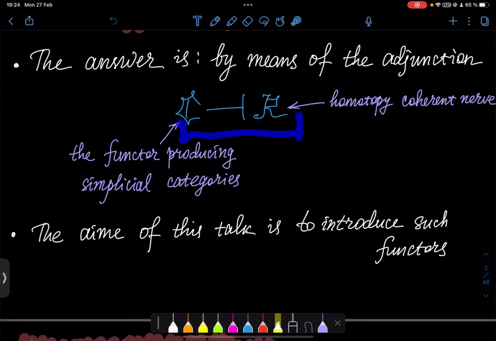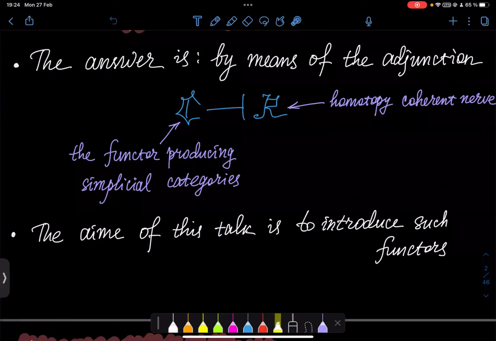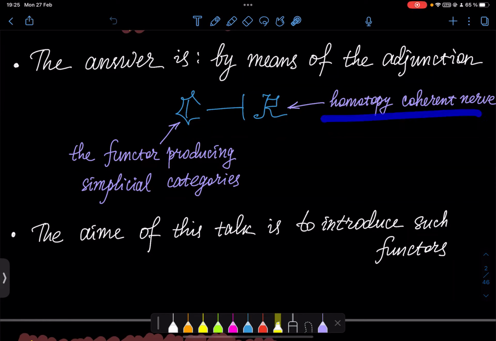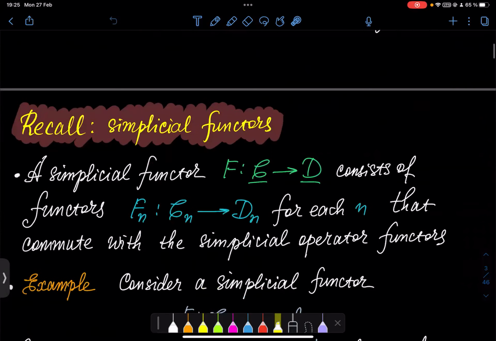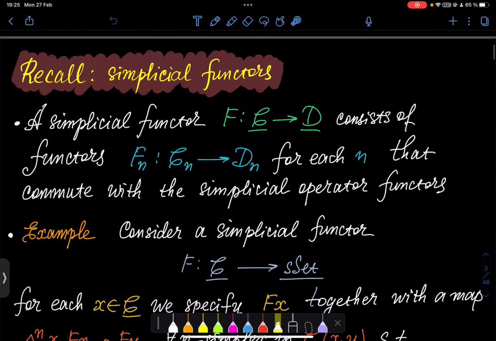We will introduce the following adjunction, consisting of two functors, C and the functor R. The first one is a functor producing simplicial categories, and the other one is a homotopy coherent nerve. So the aim of this talk is to produce such functors and recall some basic definitions.